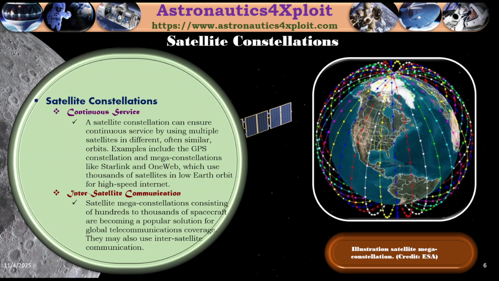Continuous service. A satellite constellation can ensure continuous service by using multiple satellites in different orbits. Examples include the GPS constellation and the mega constellations of Starlink and OneWeb. Inter-satellite communication. Satellite mega constellations consist of hundreds to thousands of spacecraft, and they are becoming a popular solution for global communication coverage. Illustration of a satellite mega constellation is shown in this picture.